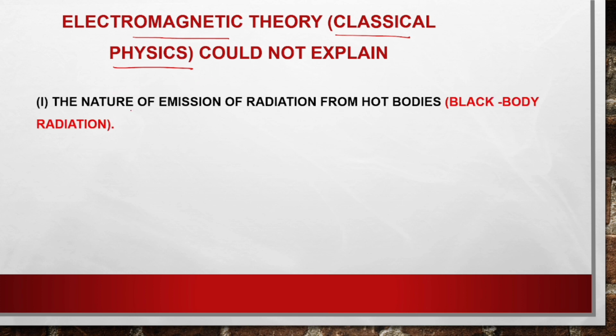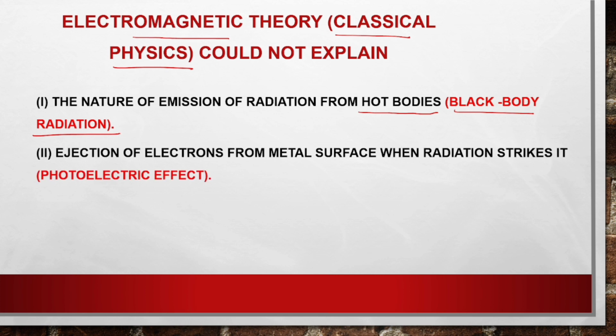First one is the nature of emission of radiation from hot bodies. Hot bodies emit radiation and that phenomenon is called black body radiation. The electromagnetic theory couldn't explain black body radiation. That is the first drawback. Next point is, it couldn't explain the photoelectric effect.